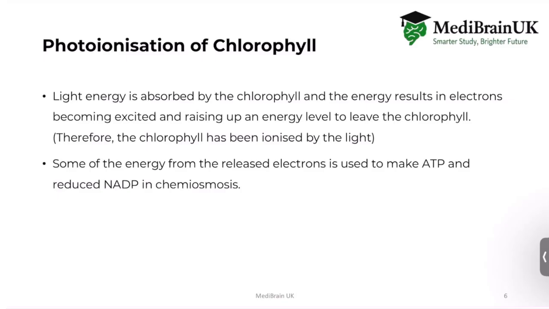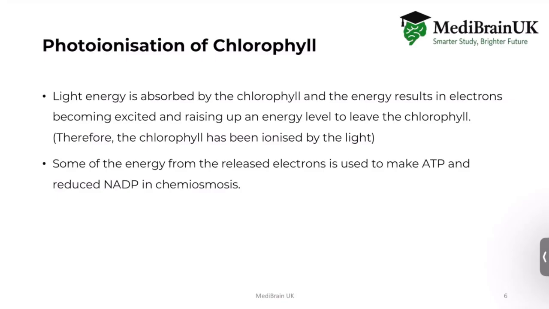The first stage was photolysis of water, which we looked at on the previous slide. The second stage is the photoionization of chlorophyll. So what's happening over here? The light has ionized the chlorophyll. It has excited the chlorophyll, causing the electrons to leave the chlorophyll and move along the carrier proteins, which are embedded within the membrane. So that's your photoionization of chlorophyll.